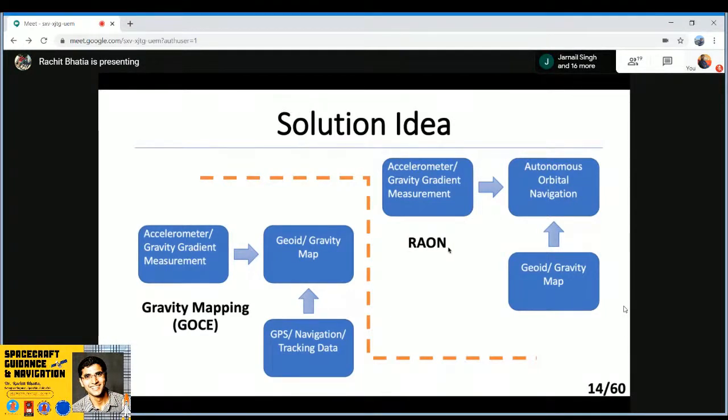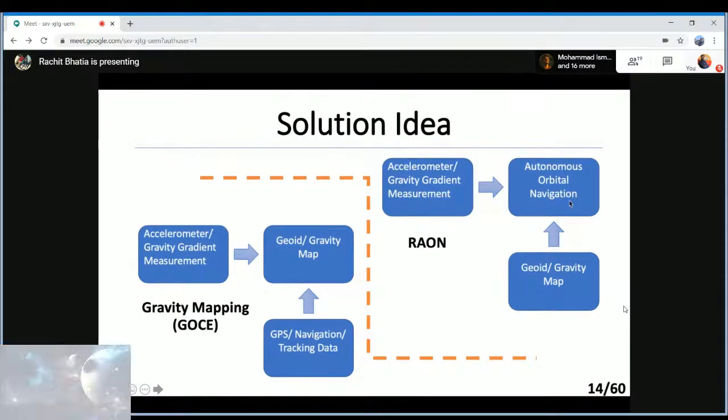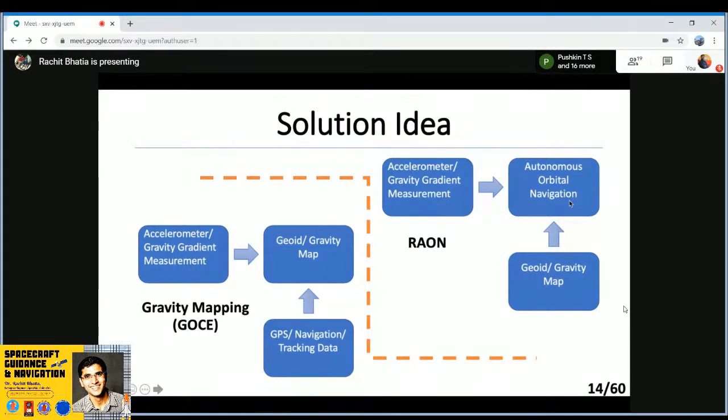Now, can we reverse this problem where if we still have this very powerful accelerometer on board and we have the gravity map, so we do not need GPS data or navigation or tracking data anymore, but we can use these two measurements to autonomously navigate in space. So that is the entire idea. And the reason I presented this way is I'm trying to convey how to approach the problem and how to set up the problem, which may be helpful when you are doing other projects later on for your bachelor's or master's or other academic requirement.